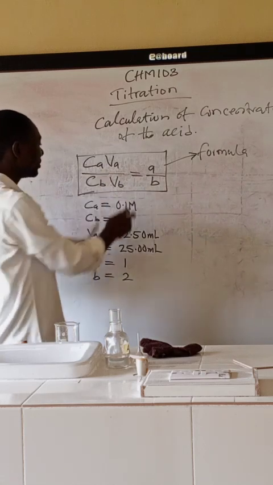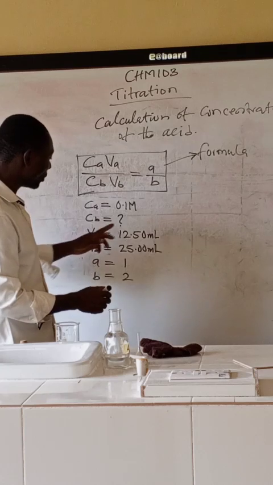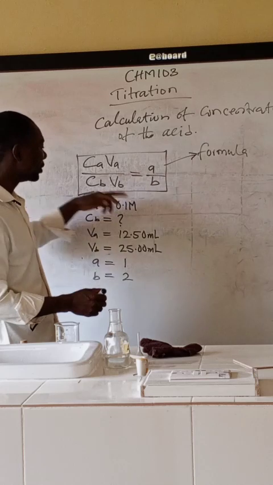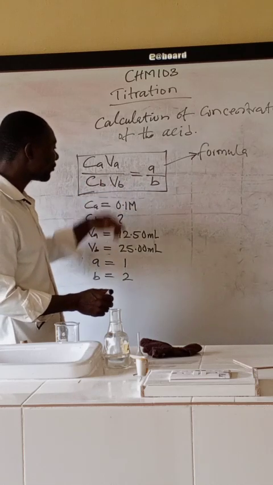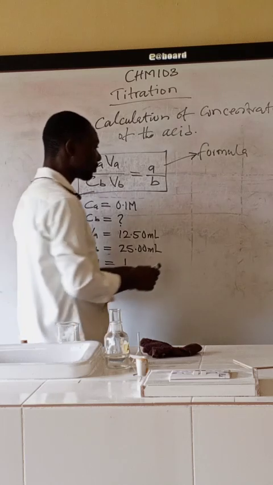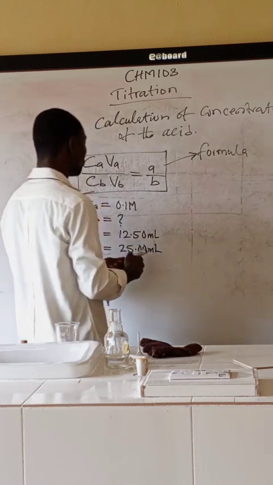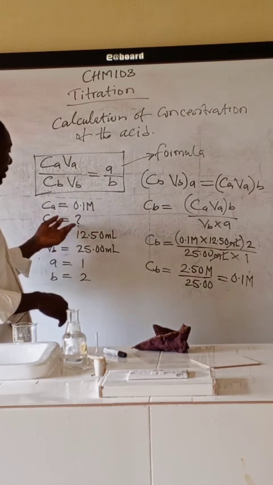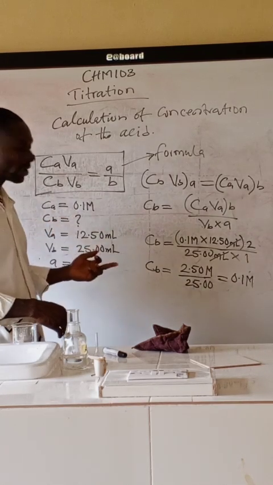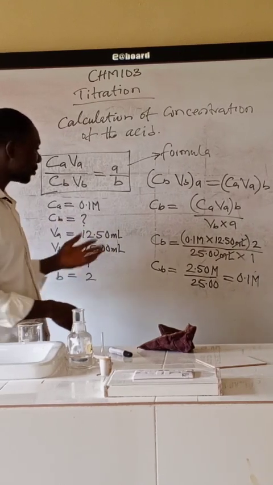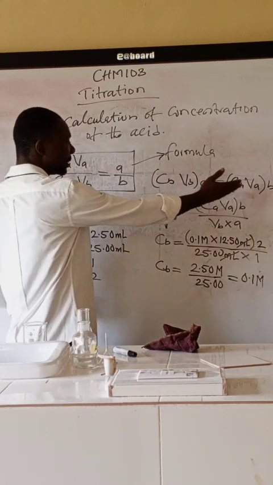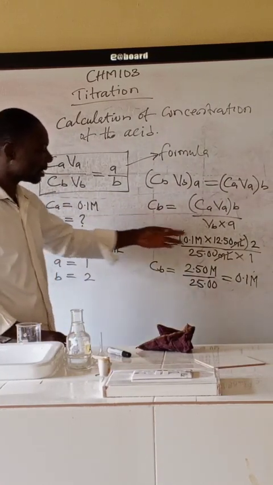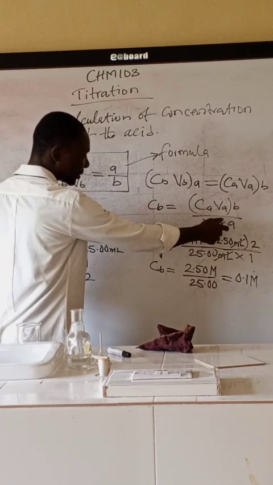Now, what we are looking for is Cb, which is the concentration of the base. From this formula, you can make Cb the subject of the formula. Now let's go. Being that Cb is the unknown, the concentration of the base we are looking for, we make Cb the subject of the formula. Now, this is making Cb the subject of the formula. When you make Cb the subject of the formula, you have Cb equals this.